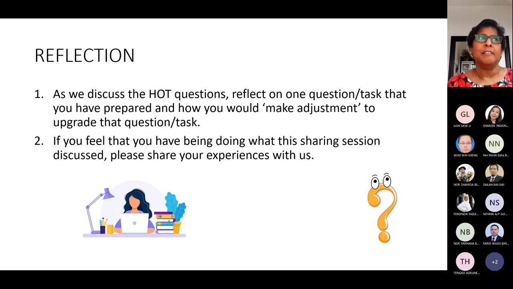Basically, this session is divided into three. The first is my experiences of how I embed higher order thinking into my questions. The second is how to systematically prepare HOTS. And thirdly, it is more of a sharing session. I know that whatever I share here might not be very new to you, and maybe you have been doing it, so it'll be good to share. I always like to share because I believe that all of us are unique, whether it's my students or my colleagues.